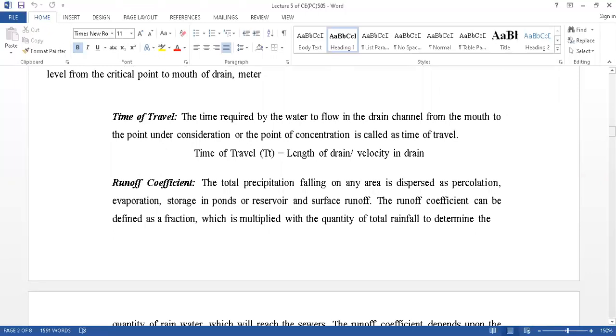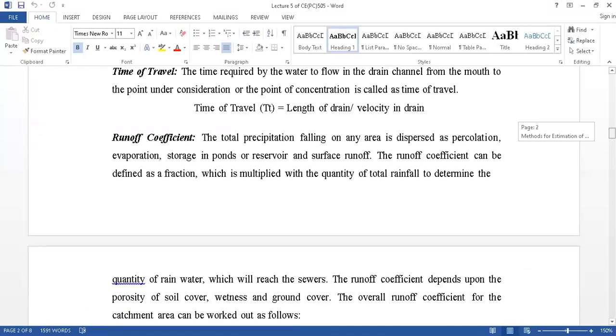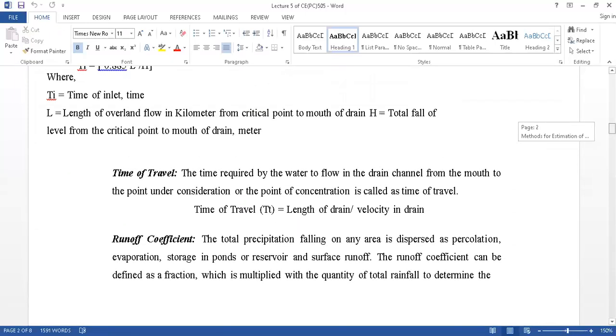Now the second part I am talking about is the time of travel. What is the time of travel? Again I am showing that figure before describing it. A to B, I have shown you the sewer, that is the drain in the line. A is the mouth of the sewer. We have reached the inlet time here, and from A to B the travel time starts. So the time of travel is the time required by the water to flow in the drain channel.